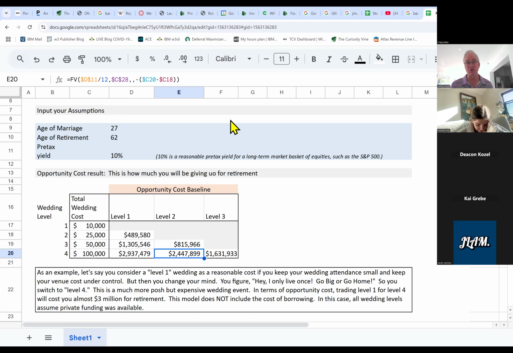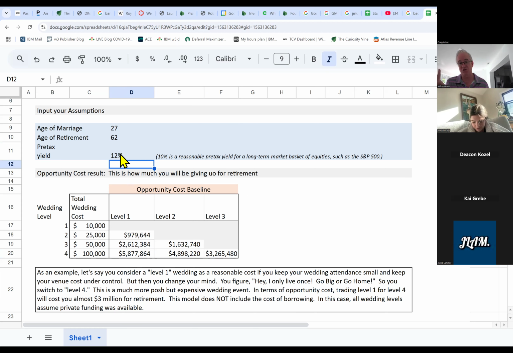Now, the cool thing is you can go in and play with this. Let's say you say, I think I can get 12%. Well, you can put that in and look what it does to the numbers. Massive difference, right? Let's take level one to level four. You went from 3 million, just adding 2% more, to almost 6 million. So that gives you an idea of the power of that yield. Keeping it in a higher yielding account for a long period of time makes a massive difference.